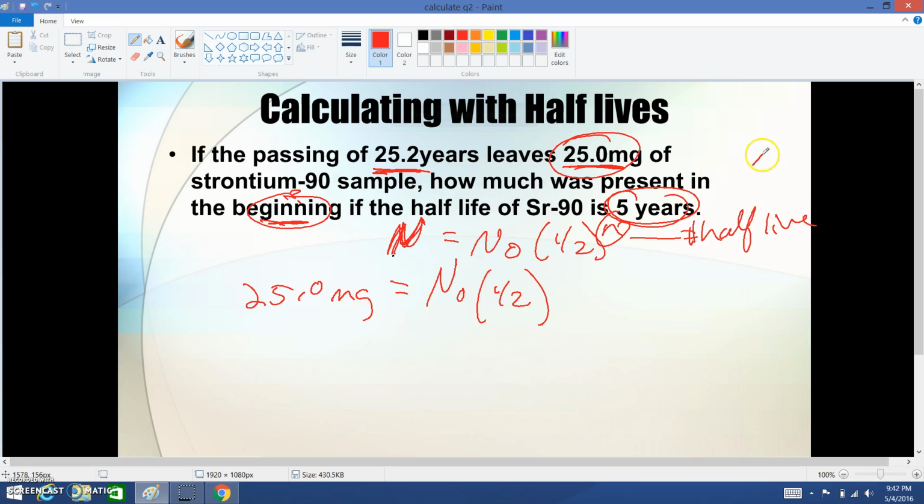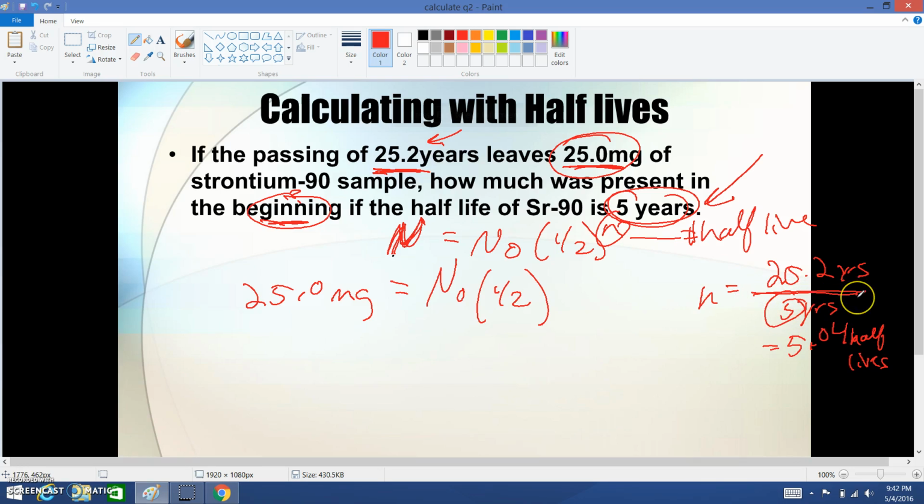Now they tell me that the half-life is 5 years, and they also told me that 25.2 years went by. So the question is, how many half-lives have really gone by? I'm going to do a little side part here. n is going to be a division. If I've got a total of 25.2 years that went by, and after 5 years you have a half-life, how many half-lives really happened? It's going to be about 5, but if you divide these two, you get 5.04 half-lives that have gone by. If one half-life is 5 years and 25.2 years have gone by, it's about 5 half-lives, but exactly 5.04 half-lives have gone by.